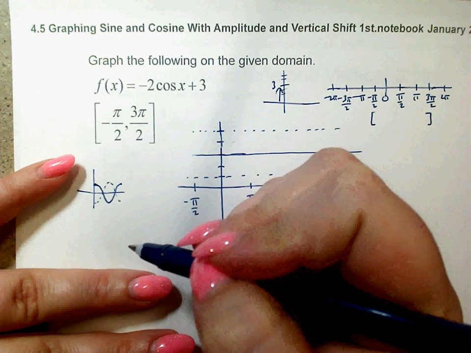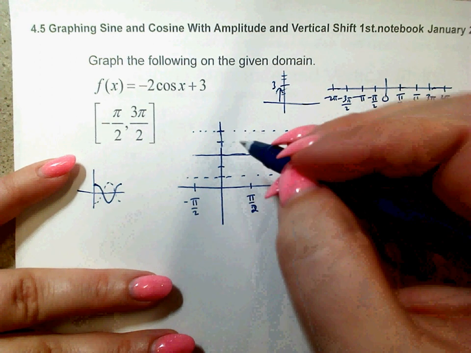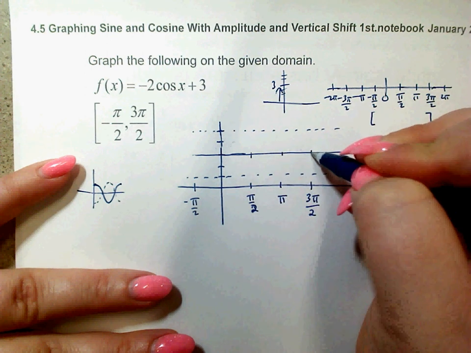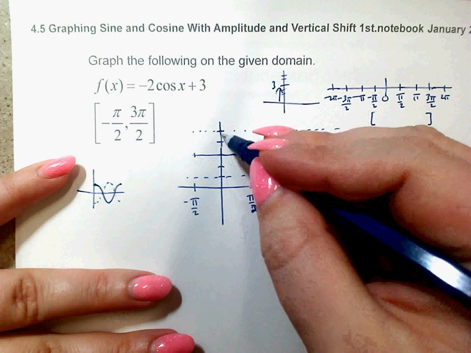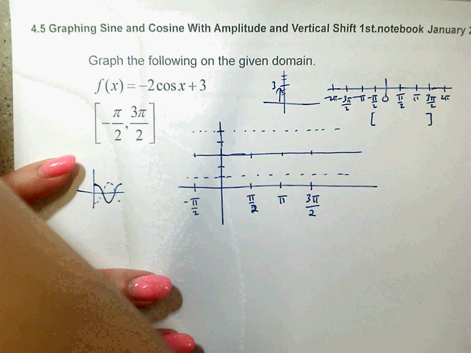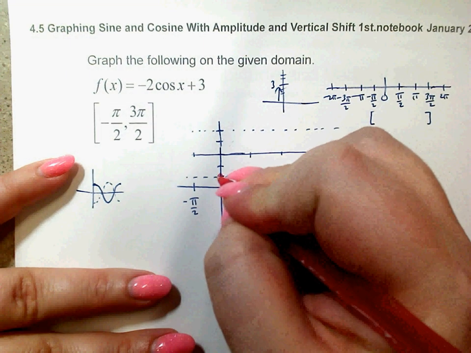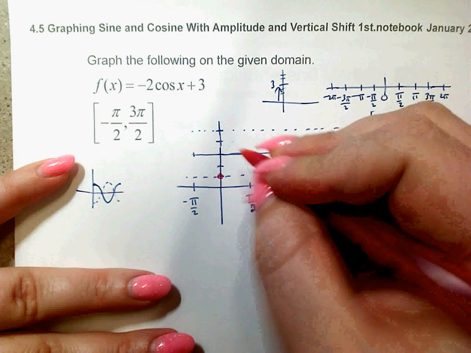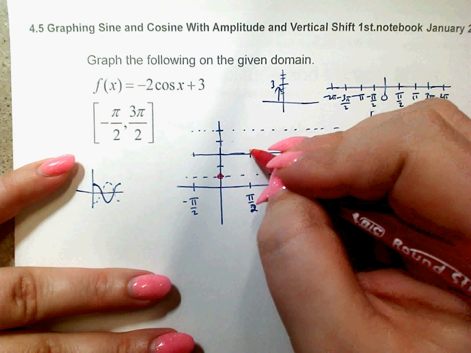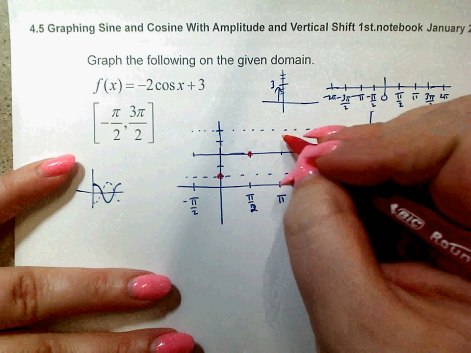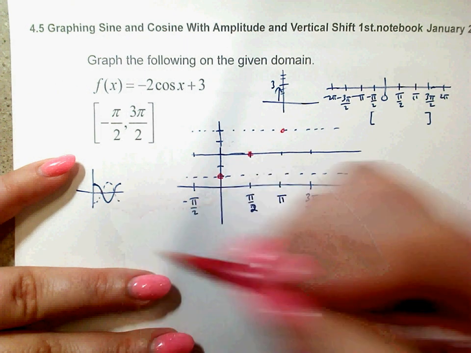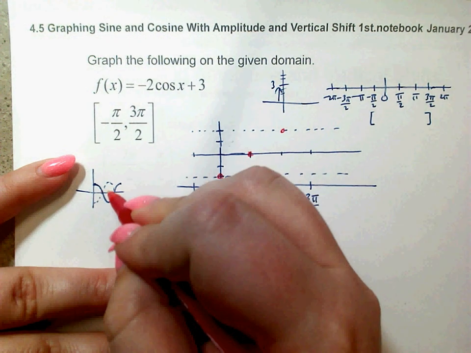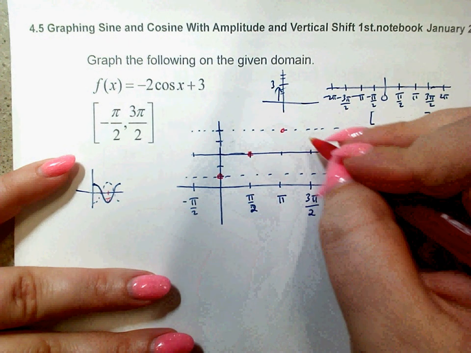So I know that at 0, whenever I plot this, normally I would be up at the max, now I'm going to be at the min. So it's going to start down here, and then it's going to go up to half pi at the midline. And then at pi, it's going to be up at the max. And at 3 pi over 2, I come back down.